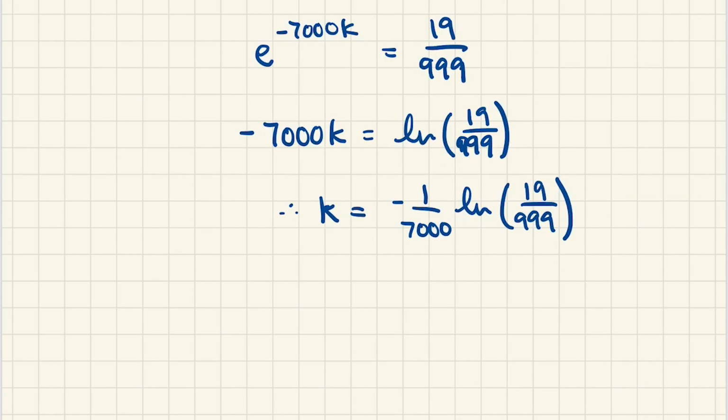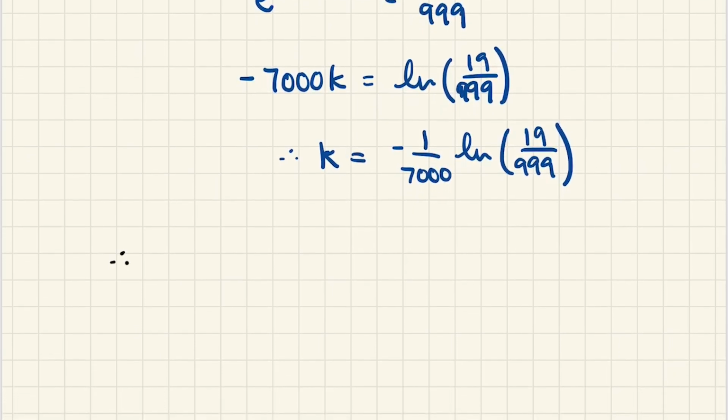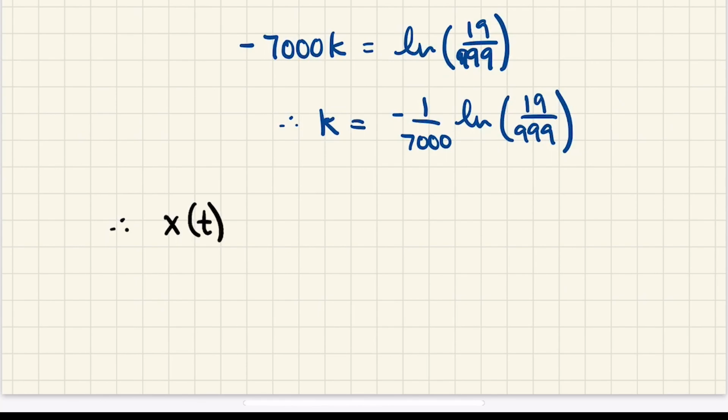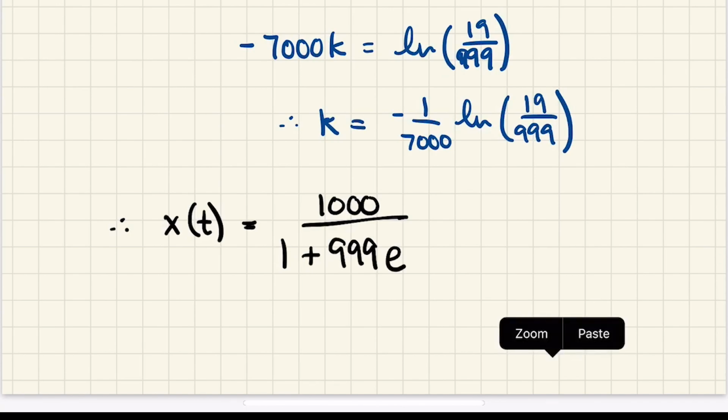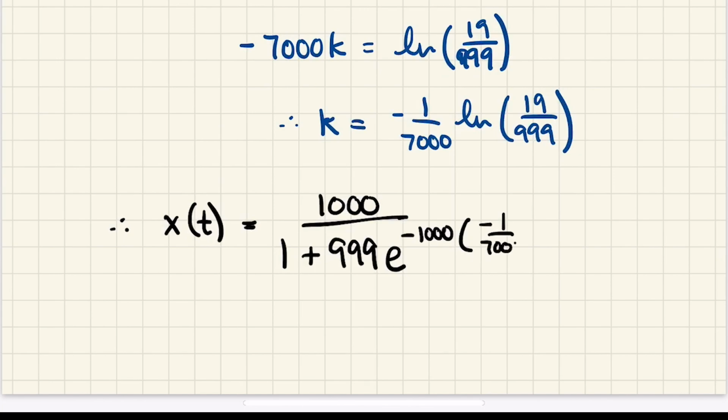Okay, super cool. So let's go back to our model and update it with our k value. And there'll be no more constants in it, right? So we have x of t being 1,000 divided by 1 plus 999, e raised to the negative 1,000 times k, which is this, times t. Surely that cleans up a little bit. Let's see.